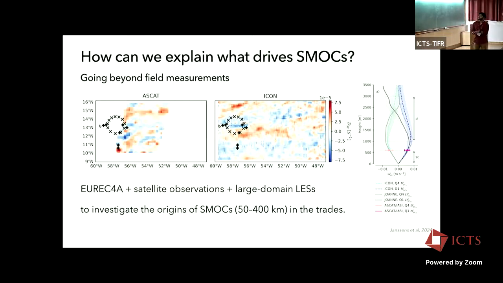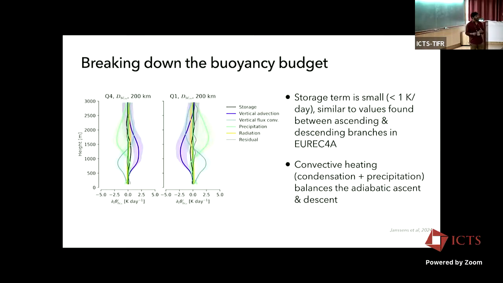So if we want to then try and explain how these circulations are working, what we did is we broke the buoyancy budget down to its components. What we're seeing on the left plot shows values for the strongest divergence clusters. So Q4, the 75th percentile and up on the divergence, and Q1 is 25th percentile and lower. So the strongest convergence and the strongest divergence.